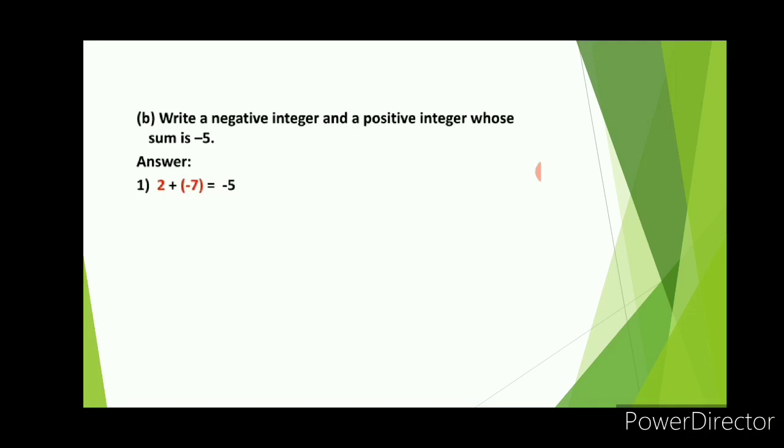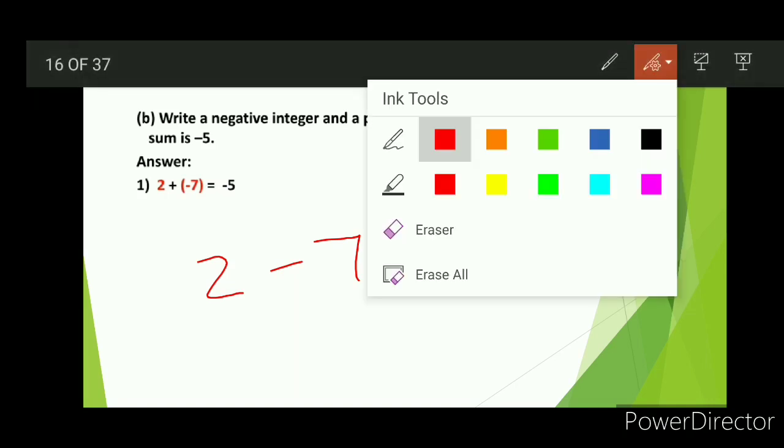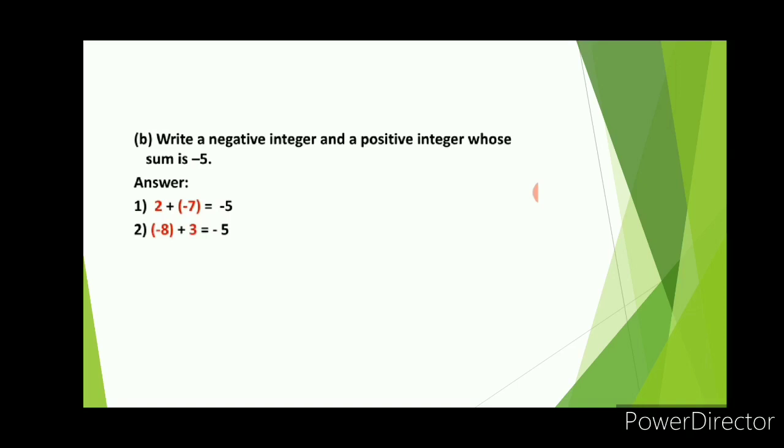2 plus -5. See, 2 is a positive integer, -5 is a negative integer. In between them plus. So, plus into minus, what will we get? Plus into minus is minus, 2 minus 7 equal to -5. Right? Yes. Next, another pair. -8 plus 3, a negative integer and a positive integer. Here also opposite sign we should subtract. We'll get -5.